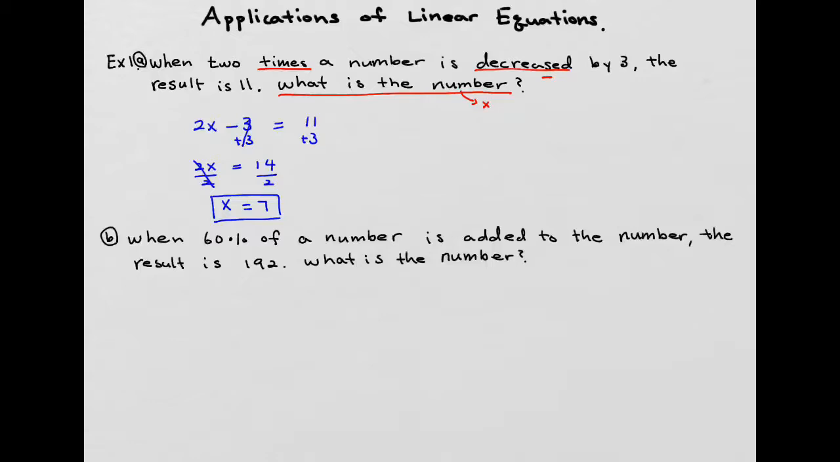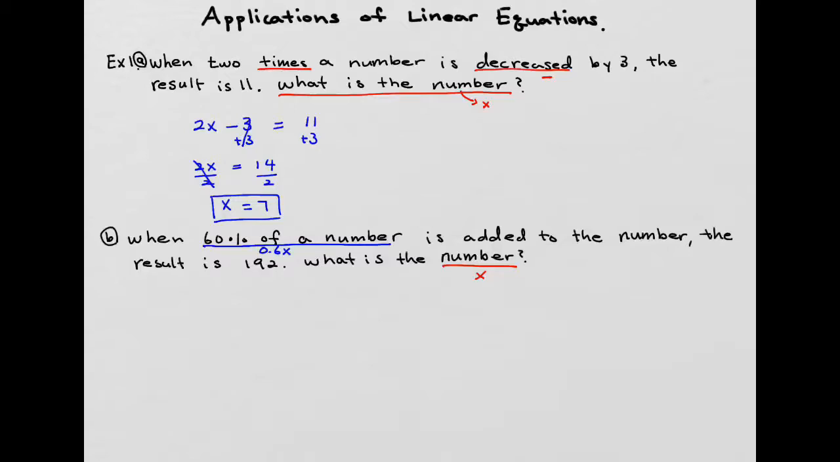What about example B? When 60% of a number is added to the number, the answer is 192. What is the number? Again, we're looking for the number, so we use the variable x. It says when 60% of the number is added to the number. If the number is x, how do we show 60% of the number? We multiply: 0.6 times the number is 60% of the number.